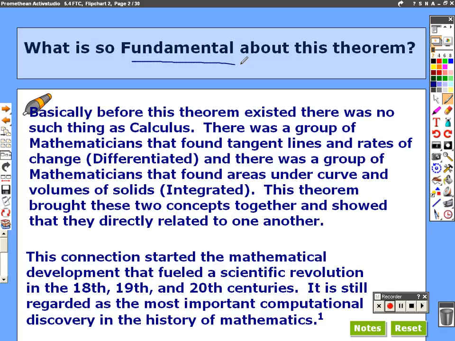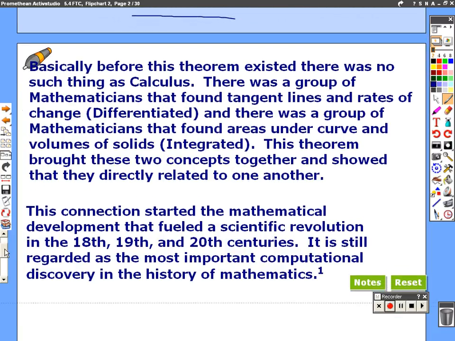There was a bunch of people taking derivatives. And there was a bunch of people taking integrals, so people finding rates of change and people finding areas under curves. And what happened was they began to realize that these two topics were related. They were really doing the same thing but backwards.